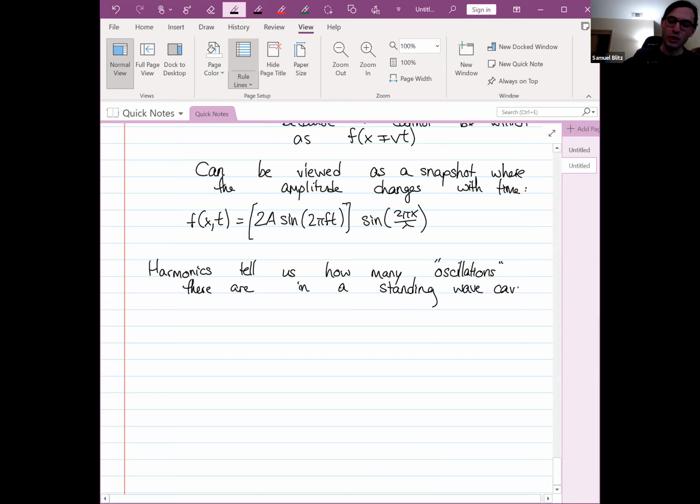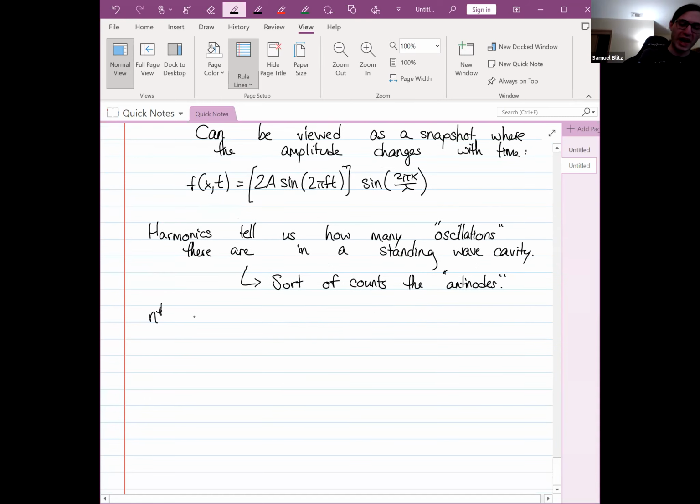And so harmonics are numbered. There's the first harmonic, second harmonic, and so on. Those count how many bumps there are and how quickly it oscillates. This can be done by counting the antinodes. And I'll explain what an antinode is, I'll explain that in a picture in a minute. But we need to talk about what the nth harmonic is.